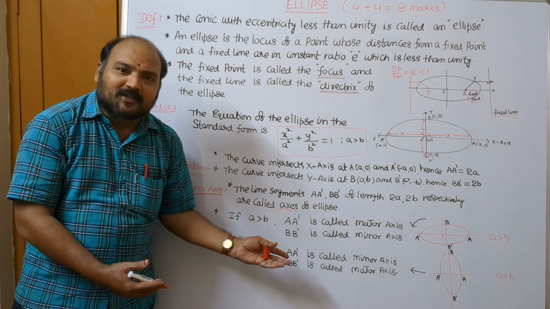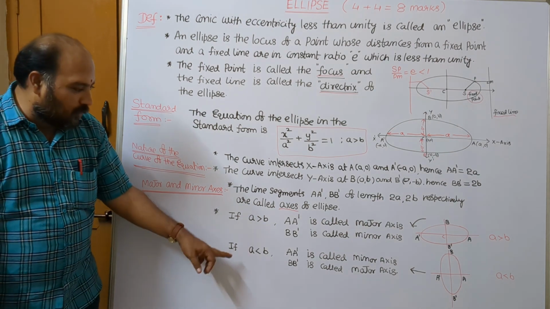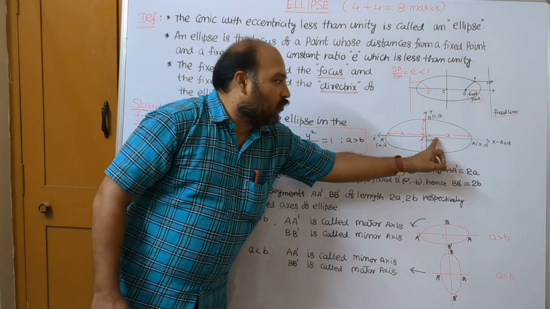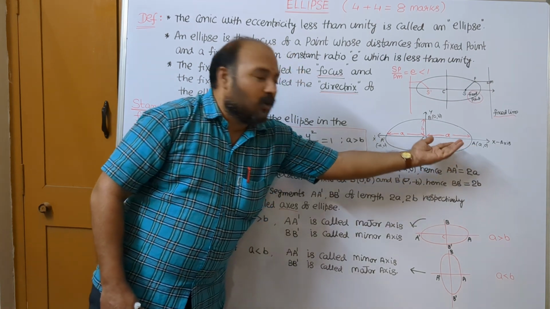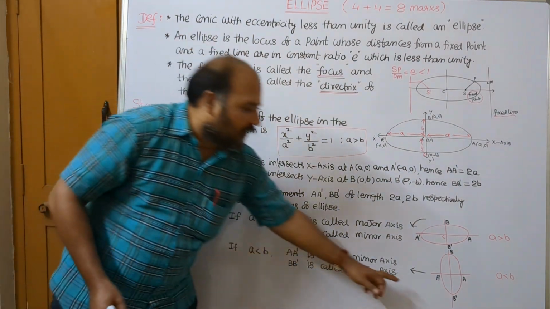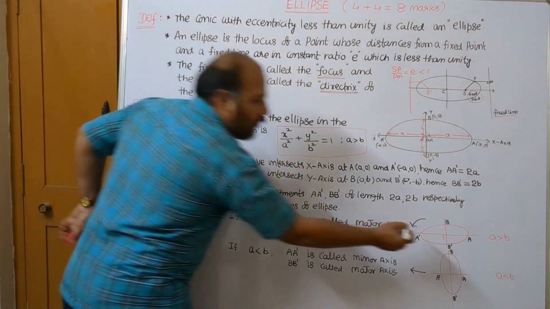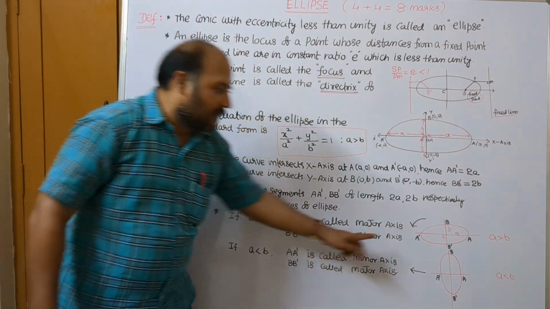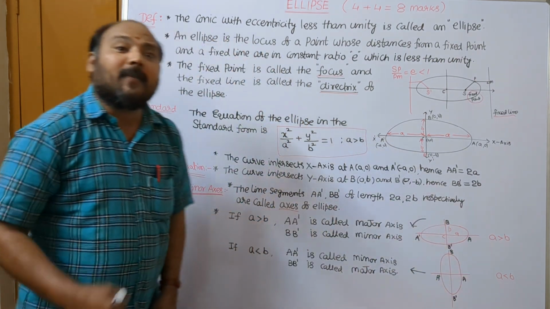What are the axes they are mentioning? But what is major axis, and what is minor axis? Here I am giving the conclusion in two important points. If A is greater than B, observe the figure here. From here to here A, from here to here B. So A value is greater than B. In this figure, the second from the bottom, A is greater than B. In this case, A dash is called major axis, B dash is called minor axis.